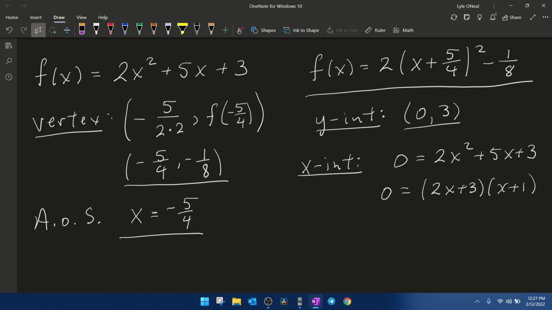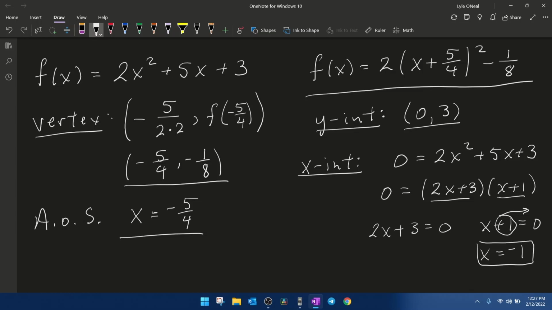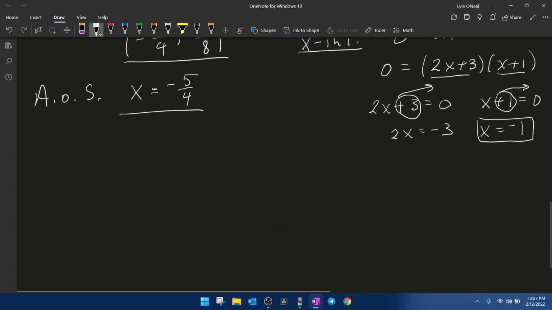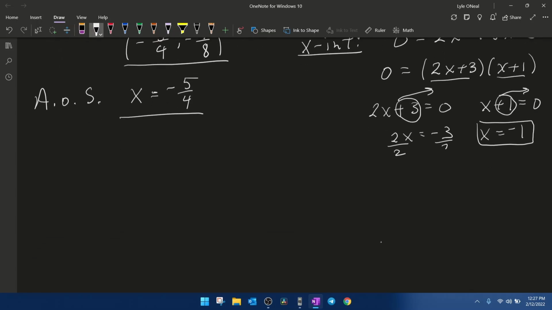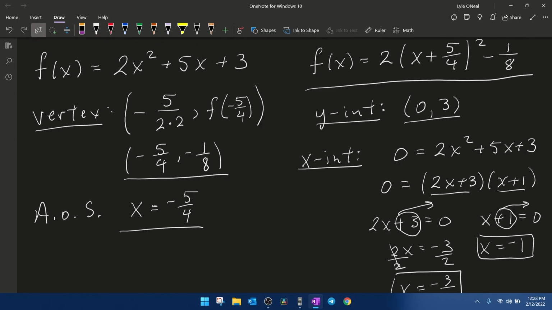So back to our original equation, we're trying to find the x-intercepts. Now that we have our quadratic factored, we can set each factor equal to 0 and solve. And we can see we're going to get two x-intercepts. X equal -1. And for the other x-intercept, 2x equal -3. Divide both sides by 2. X is -3/2. At this point, we have enough information to get a pretty accurate graph of this quadratic function.